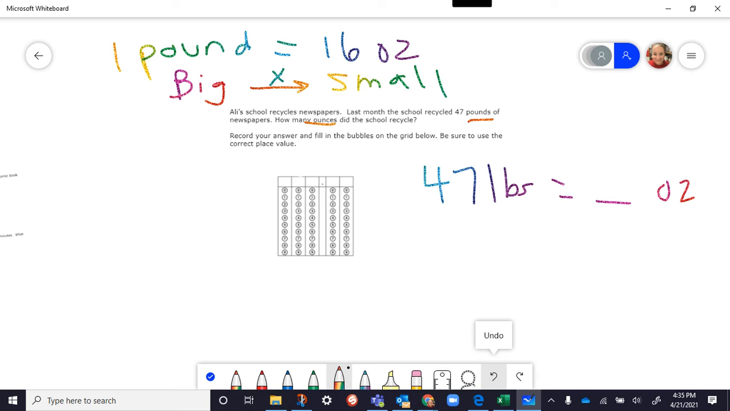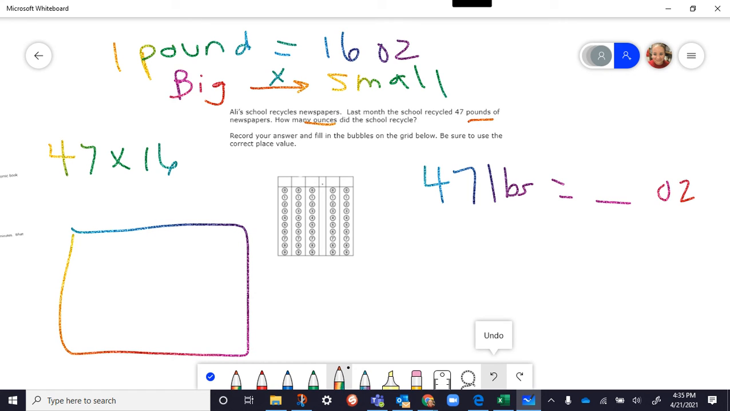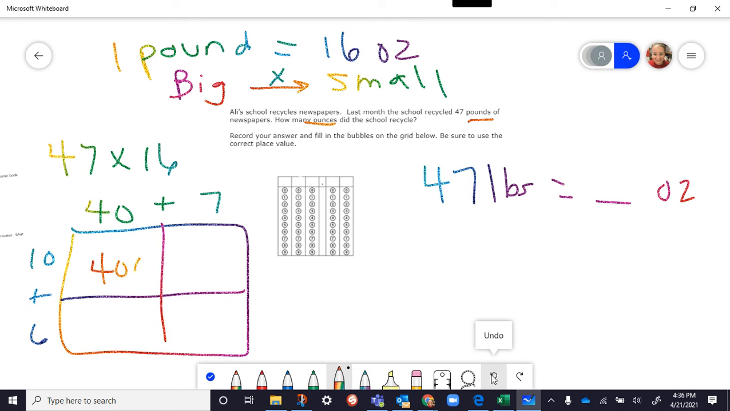And so if I have 47, I'm going to do 47 times 16. Here, this is a 2 by 2, so I'm going to make a pretty big box. And I'm going to break down my 47 into 40 plus 7, my 16 into 10 plus 6. Put those lines where those plus signs are. Start my multiplication.